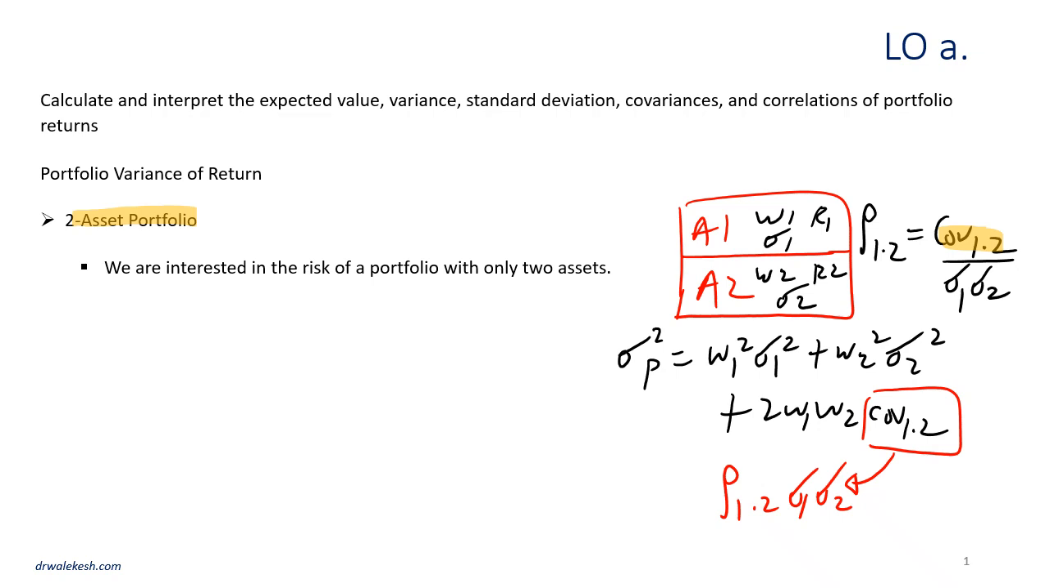It's also important to note, just like we said on the previous slide, that the expected return of the portfolio is equal to weight 1 times return 1 plus weight 2 times return 2.